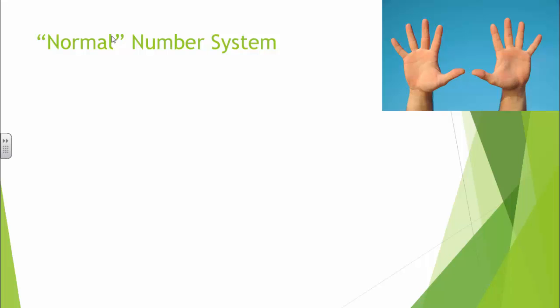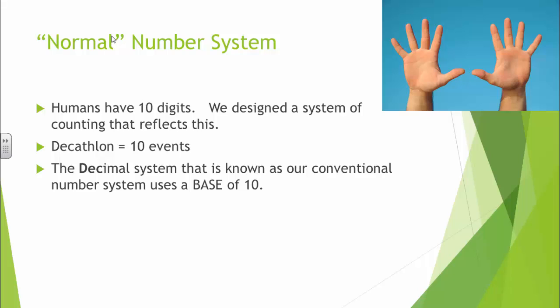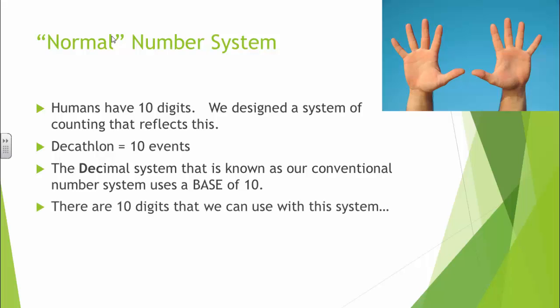So, as we begin our discussion, we can talk about what a normal number system is, what the decimal system is. Because we evolved to have 2 hands and 5 digits on each hand, we designed a system of counting that reflected this. So the decade, that prefix of deca that reflects 10 things, became the basis of so many things. The decimal system is our conventional number system, and it uses what we call a base of 10. And we designed 10 digits to reflect the number of fingers that we have.